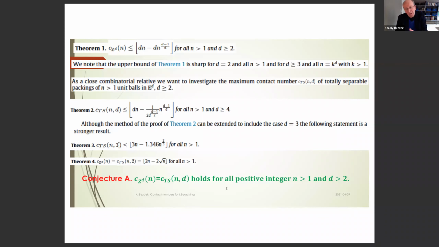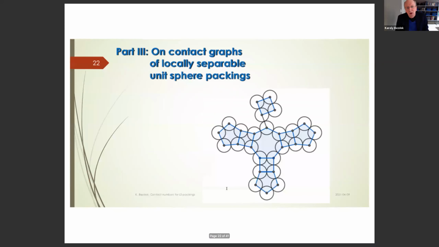I could speculate on this further, but I'm not going to do this. So let's finally discuss locally separable unit sphere packings, which is the concept that is new here. In this diagram, I'm trying to describe what this notion of being locally separable is. It is a relaxed version of totally separable.